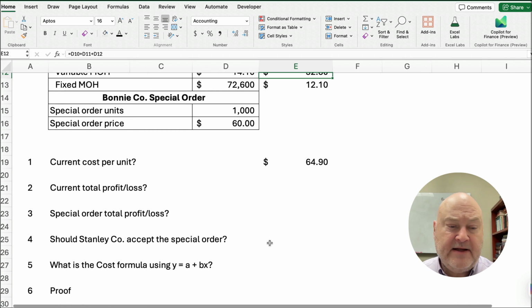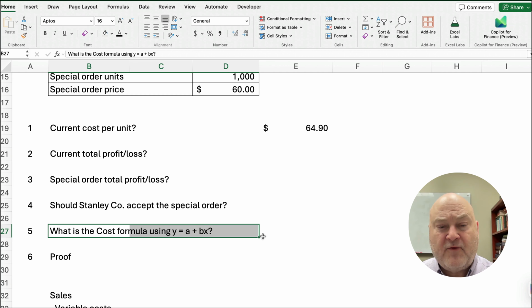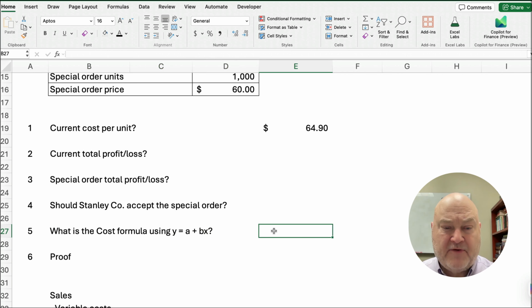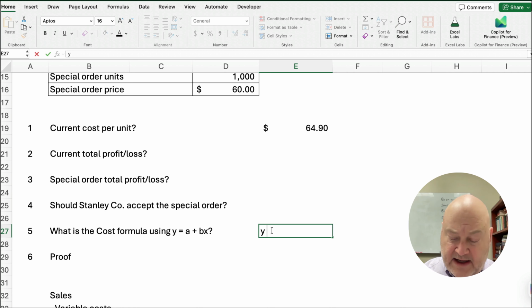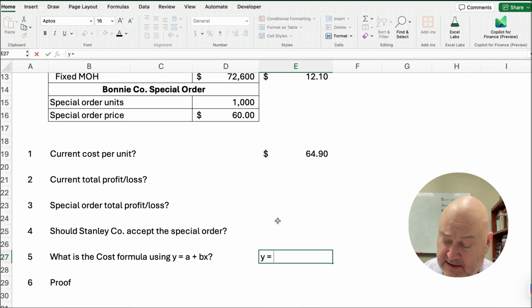In fact, let me think about what is the cost formula. Let's skip on down to number 5. What's our cost formula? If we're using y equals a plus bx, y is our total cost, a is our fixed cost, b is our variable cost, and x is the number of units. So we could show this as a cost formula that says y equals 72,600.